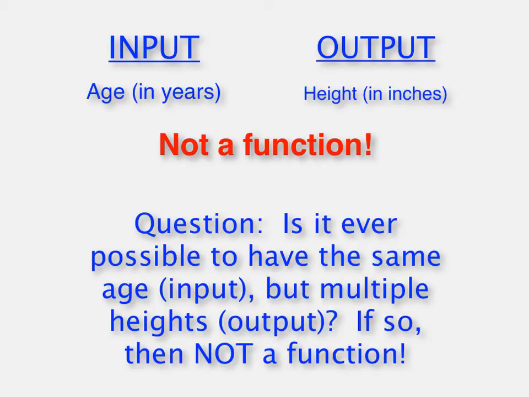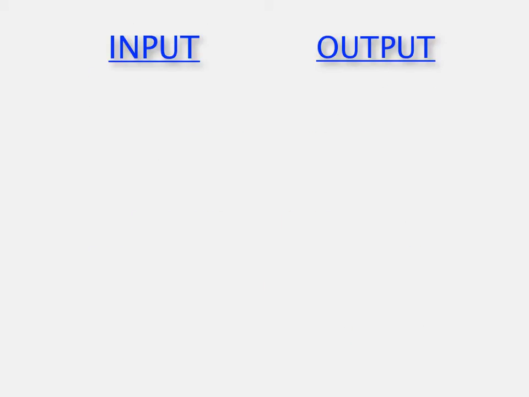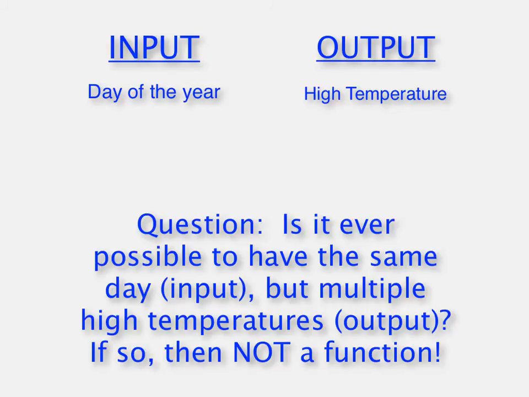All right, let's look at another. Suppose the input was the day of the year, and the output was the high temperature of that day. Well, let's think. Is it possible to have a single day with multiple high temperatures? No, of course, the high temperature of the day is the high temperature of the day. So this is a function, because for any day, there can be only one high temperature. The high couldn't be 72 and 76. No, the high would just be 76 in that case.